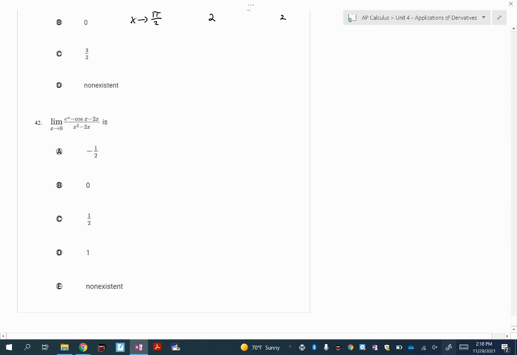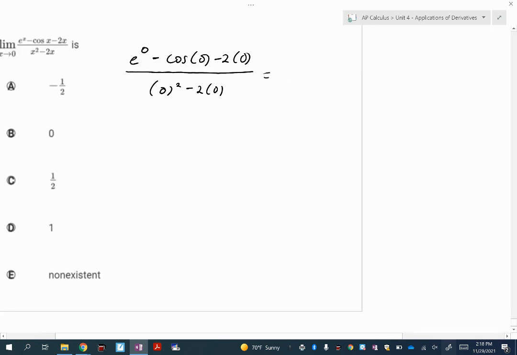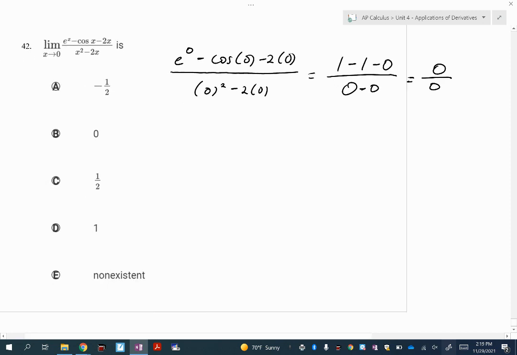Last one. I'm going to plug in 0. So if I plug in 0, I get e to the 0 power minus the cosine of 0 minus 2 times 0, all over 0 squared minus 2 times 0. Well, e to the 0 power, anything to the 0 power is 1. Cosine of 0 is 1, and that's 0 all over 0 minus 0, so that's 0 over 0. L'Hopital's rule exists here because we got 0 over 0, so let's take the derivative.